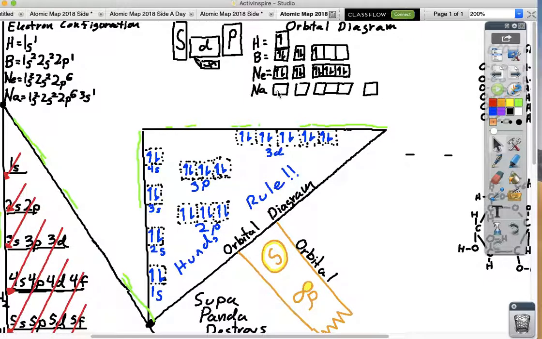So we're gonna go up, down, up, down, up, up, up, down, down, down, and then up. So how many total electrons is this? 11, okay?